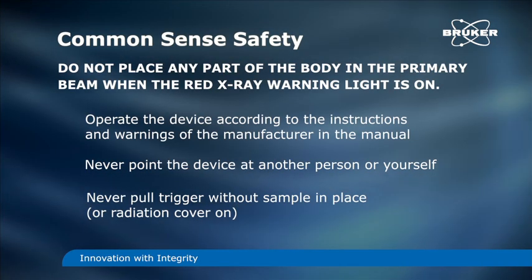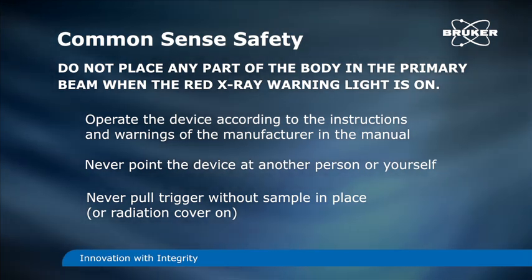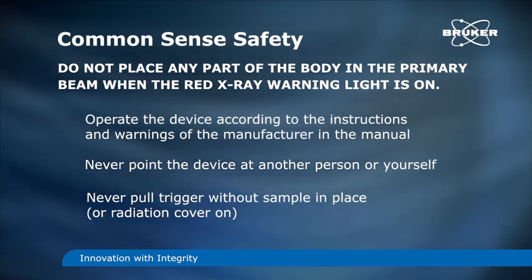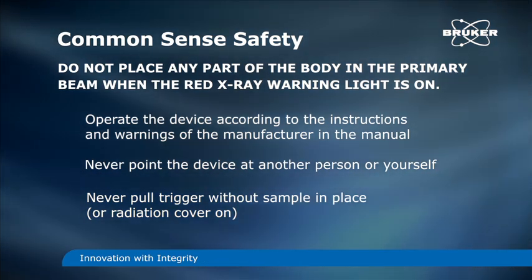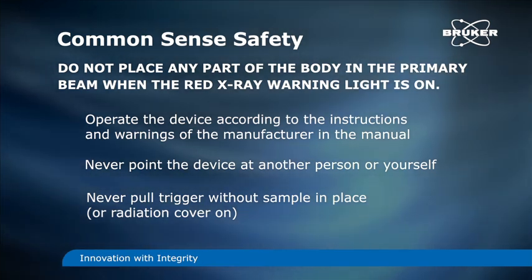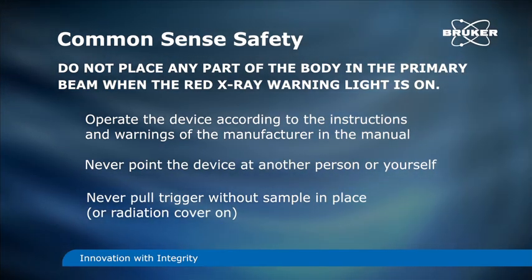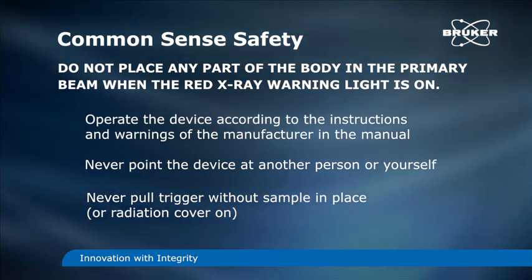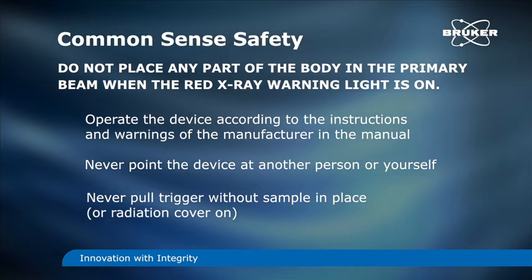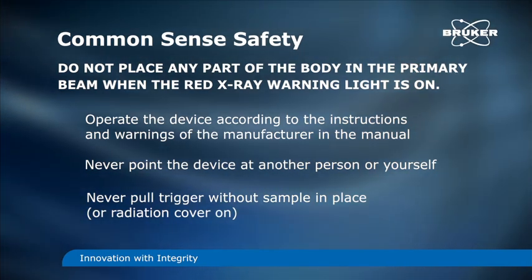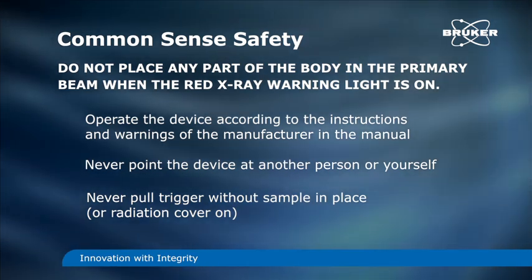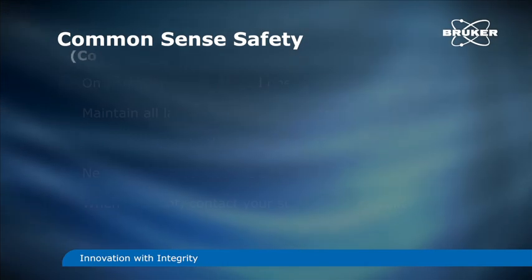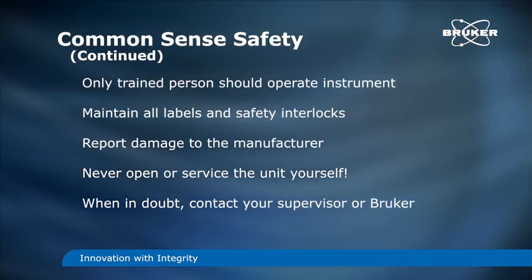In review, the common sense safety rules to remember are: Do not place any part of the body in the primary beam in front of the analyzer while the red X-ray light is on. Operate the device according to the instructions and warnings in the XRF Analyzer Manual. Never pull the trigger without a sample in place or the radiation cover on. Keep an area of about 1 meter or 3 feet in front of the analyzer free of all personnel. Never point the device at another person or yourself. Only trained personnel should operate the instrument.